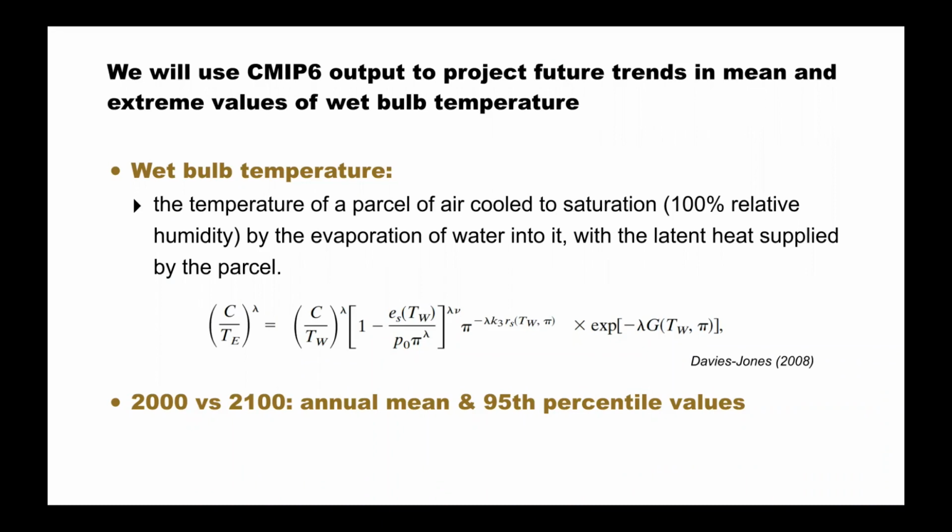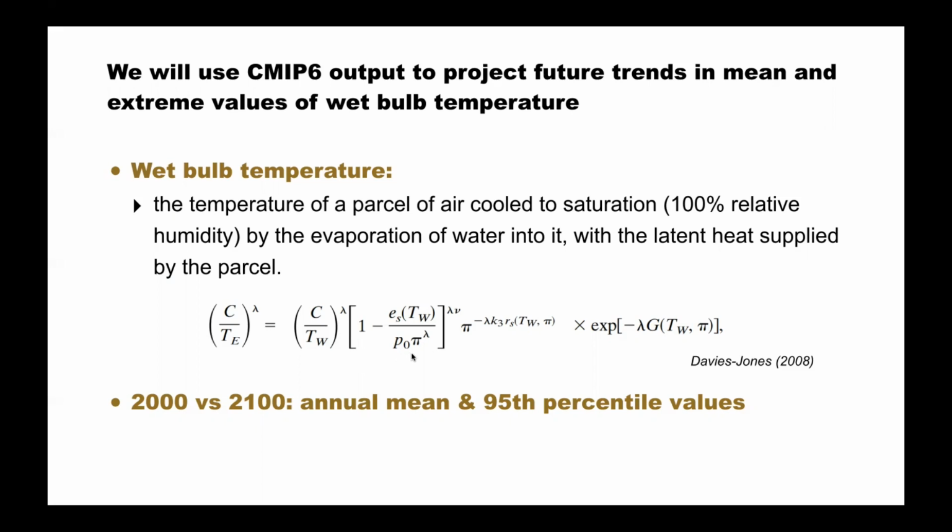Wet bulb temperature is one of the heat stress metrics. It incorporates the effects of both humidity and temperature on heat stress. Here is the equation of wet bulb temperature, T sub W. We can see that the equation is very complex and highly nonlinear, and it's impossible to get a simple analytical solution. So we need to use a numerical technique to solve this equation.